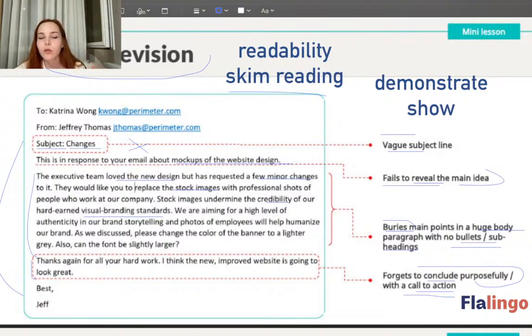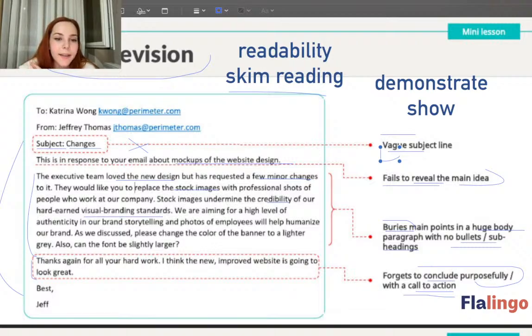So in order to write an effective yet professional email, you need to give your idea in the subject line. Changes about what? You need to be more specific. So it's vague, it's weak, it's not strong. It needs to reveal the main idea. Changes to website design, changes to stock images, changes to motivational speech on, let's say, July 1st. Maybe we have some kind of event on that date, and I want something to be changed on that event. So you need to be specific.